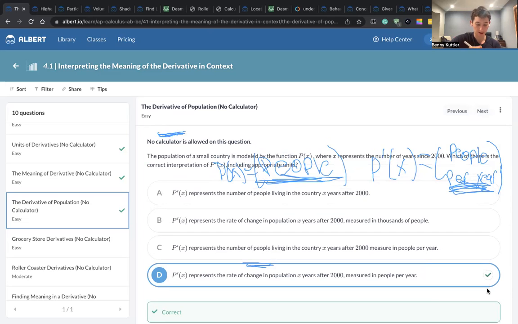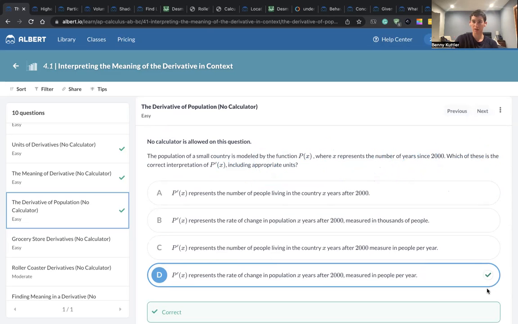Okay. And unit 4, or unit 4.1, is going to ask, for the most part, just what do derivatives mean in context like this problem. And the general rule is you just add a per second, a per year, and make sure that you're talking about the rate of change and not whatever the current population is in this case, or the current value.